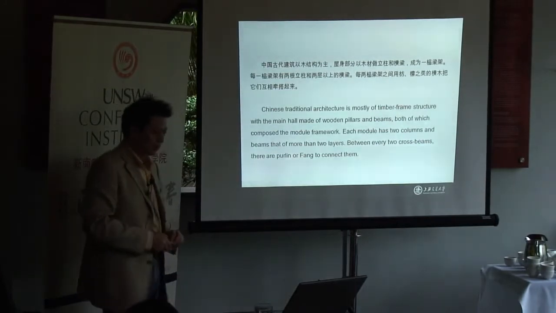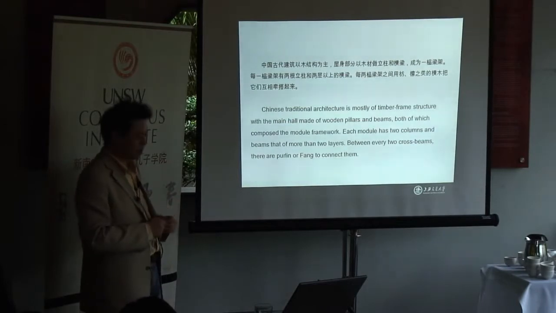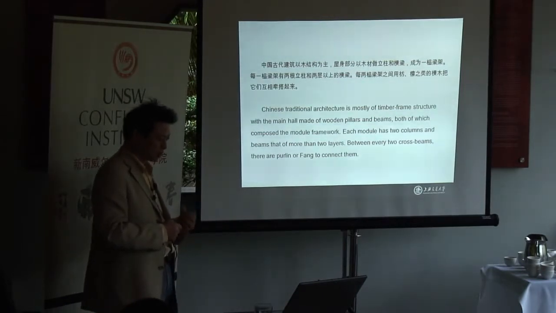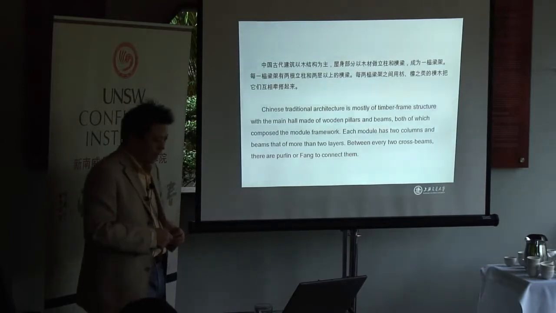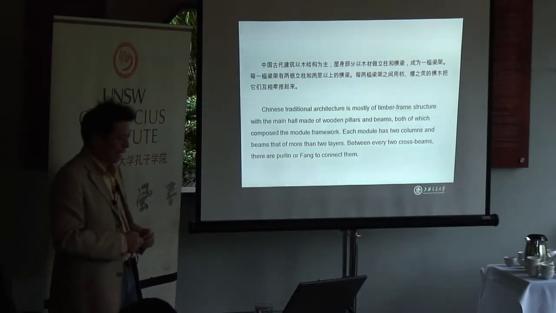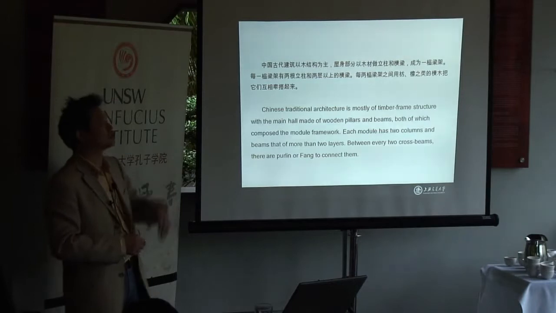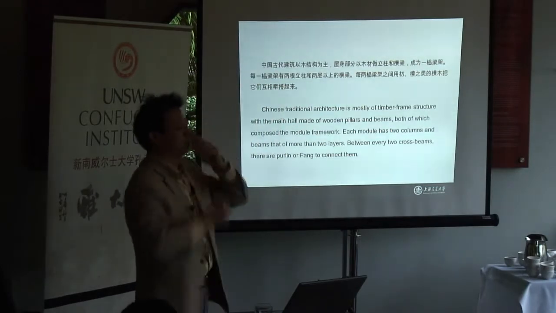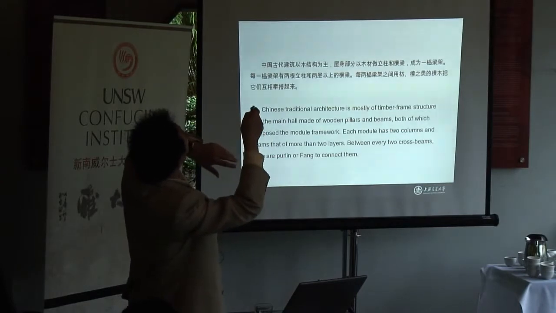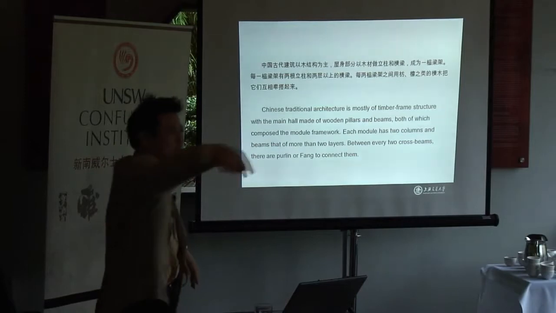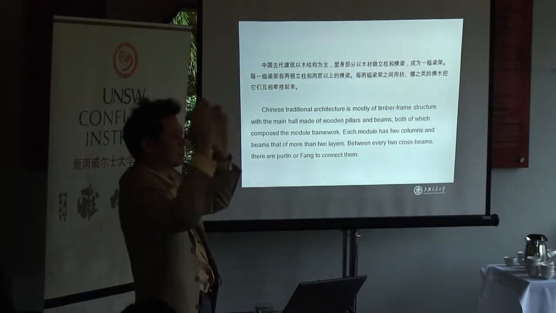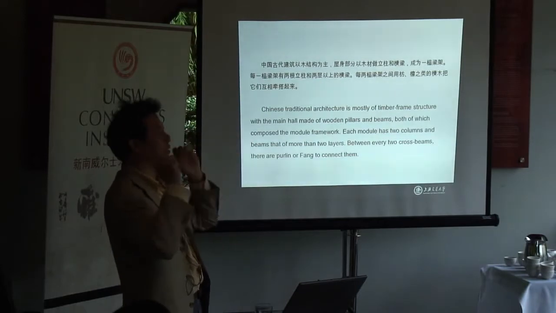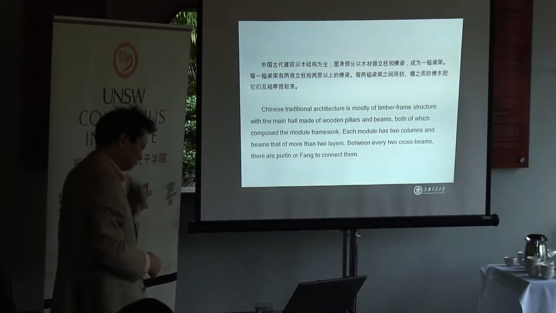Chinese traditional architecture is mostly a timber frame structure, with the main hall made of wooden pillars and beams, both of which compose the module framework. Each module has two columns and beams of more than two layers. Like this one, this is two columns with beams. We usually use one, two, three, four layers of beams. This area we call the Jian, the Bei. The Bei is a very fundamental and important construction in Chinese building.